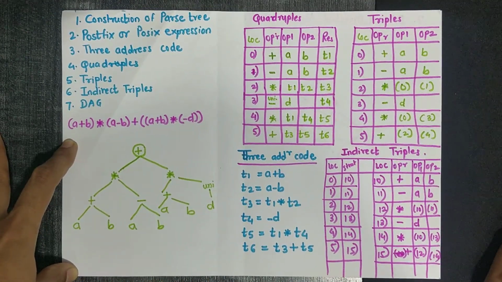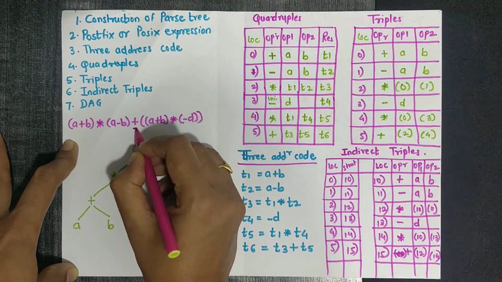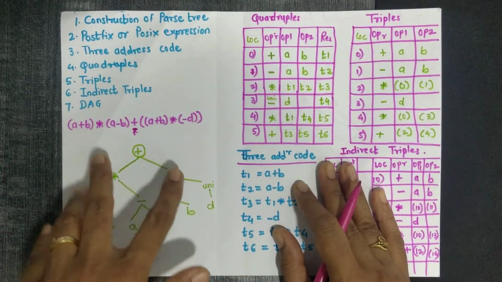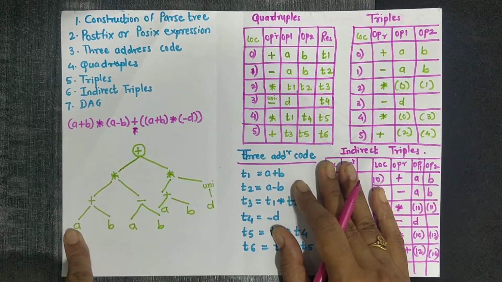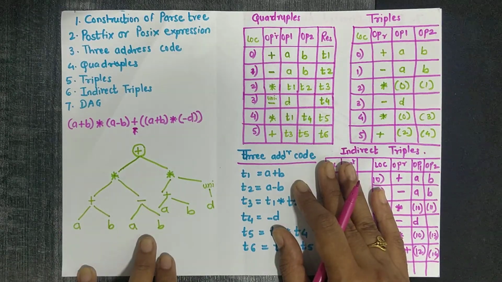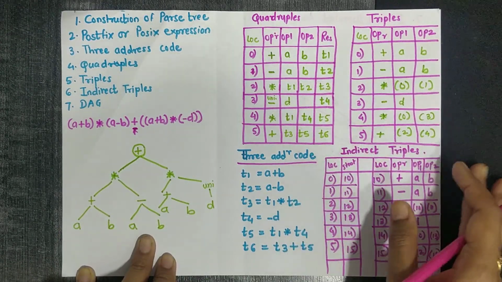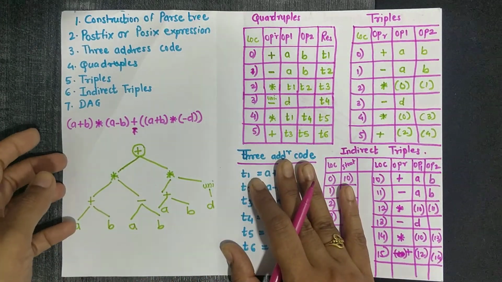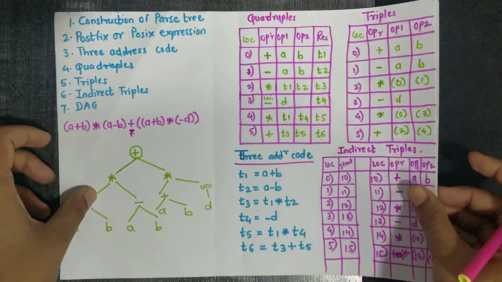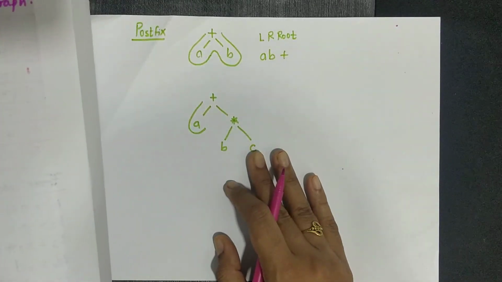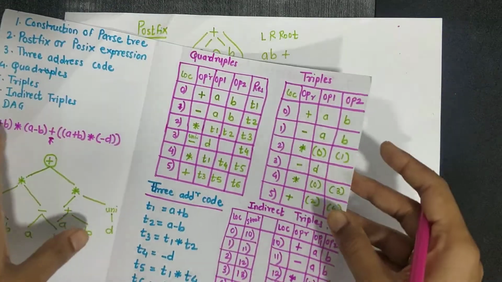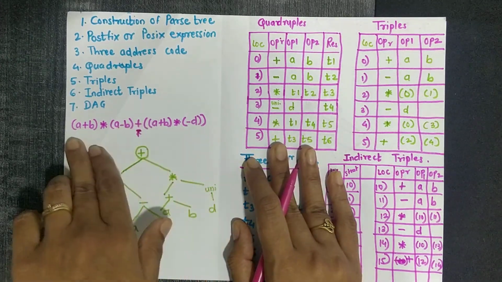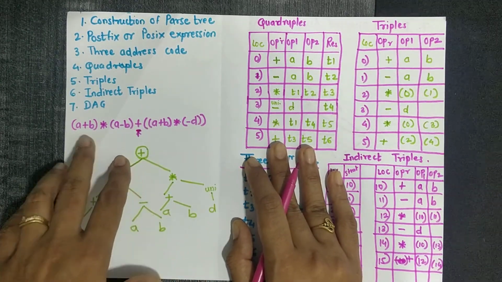How to construct a parse tree? Obviously, you have to find the middle operator, and start from there, means divide that particular tree, and easily you can generate it. I think that you have done this in your data structure subject, like generating trees from operators and all. So that is nothing but your example, and this parse tree will be generated from this expression that is given in your example itself.